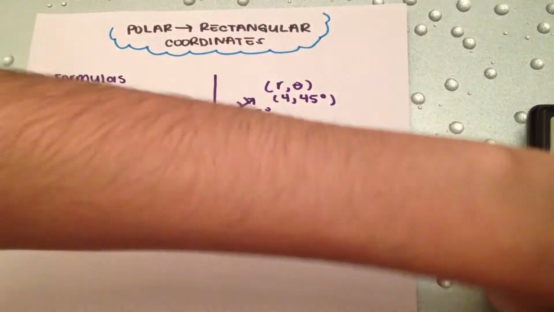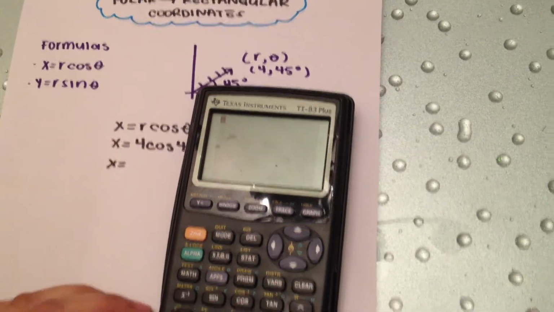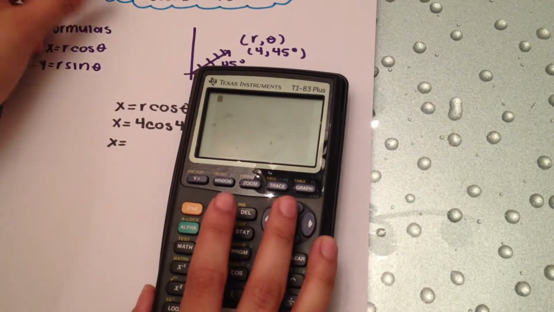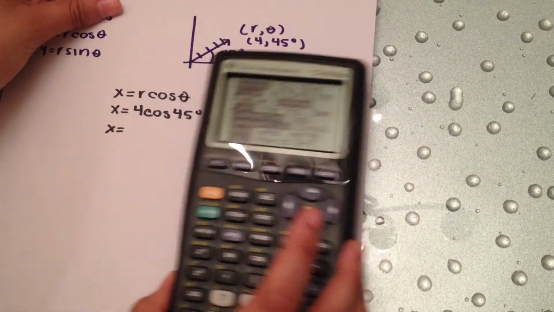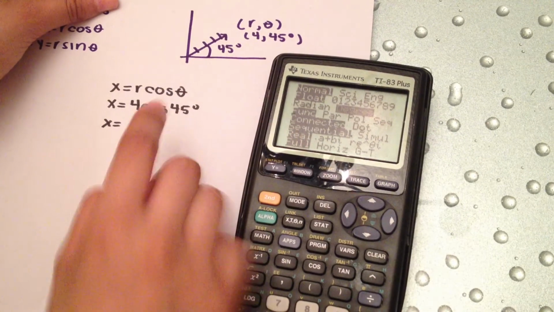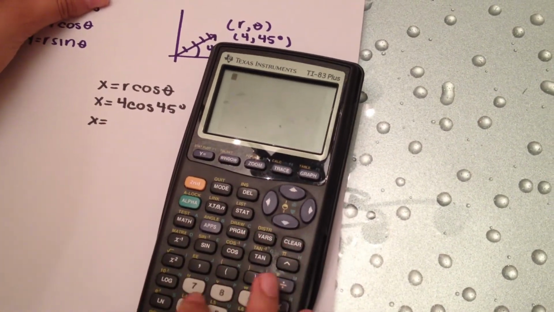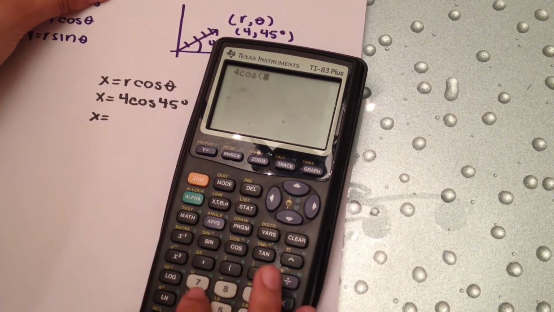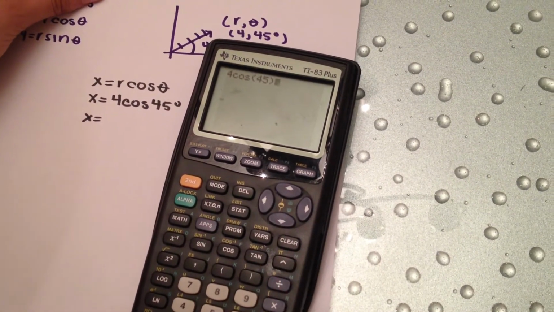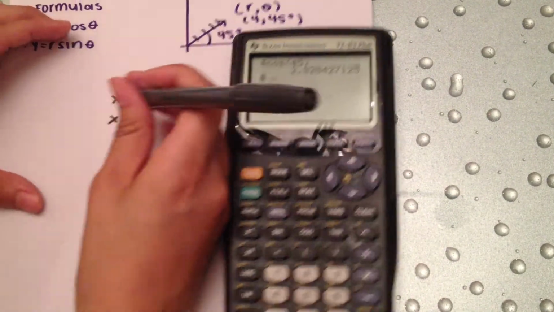To find the value of x, we now use our calculator. We first have to make sure that our mode is in degrees, and this is important due to the fact that we're using degrees. First, we're going to plug in the 4, then the cosine, then the 45 degrees. And our value is 2.83.